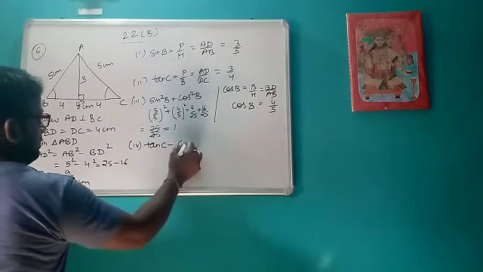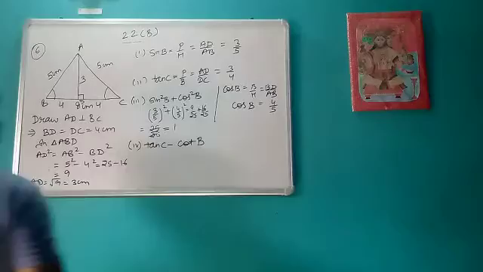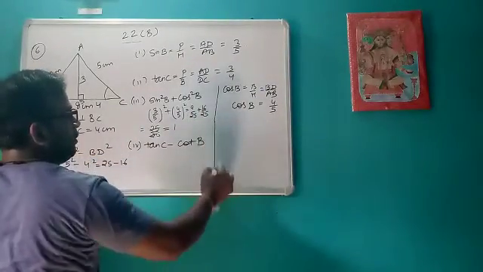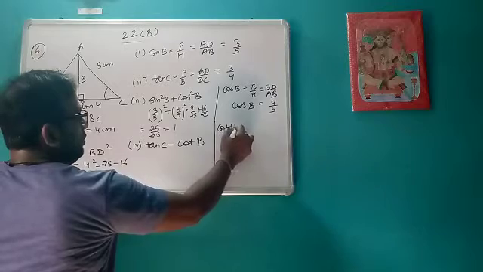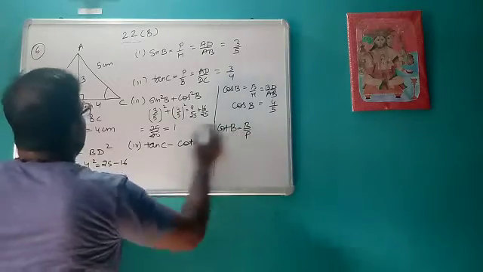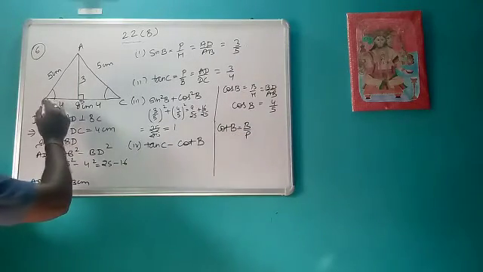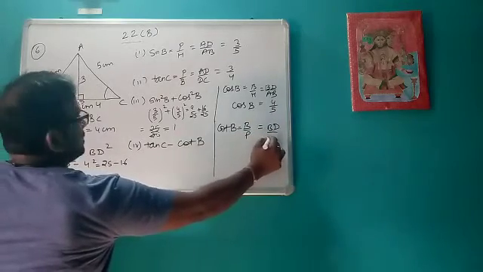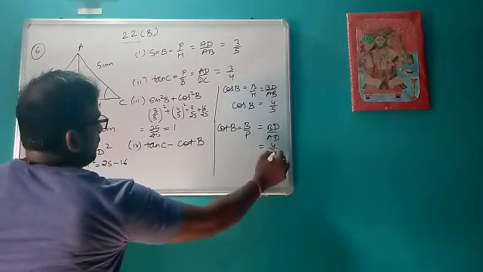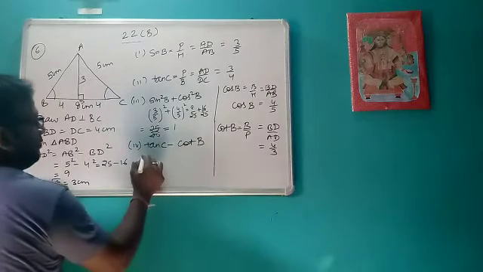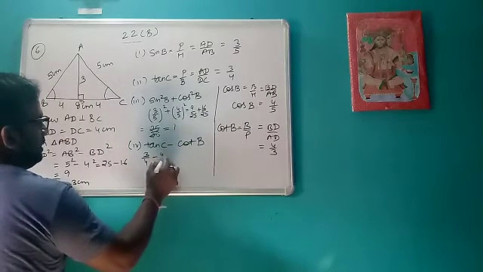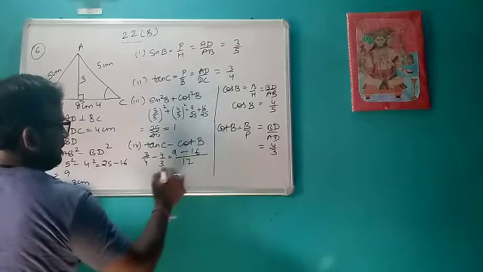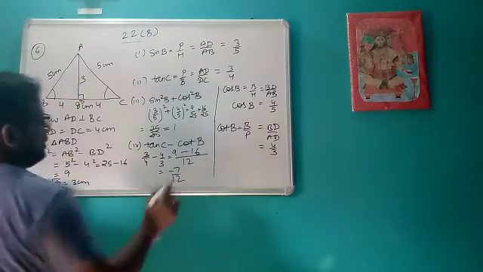tan C minus cot B. So again tan C, this is tan C we are having. Now we will calculate cot of B. So cot B is B upon P. This is your B. So base is BD and perpendicular is AD, that is 4 upon 3. So tan C we will put 3 upon 4 minus 4 upon 3. Take the LCM. 9 minus 16, that is minus 7 upon 12.